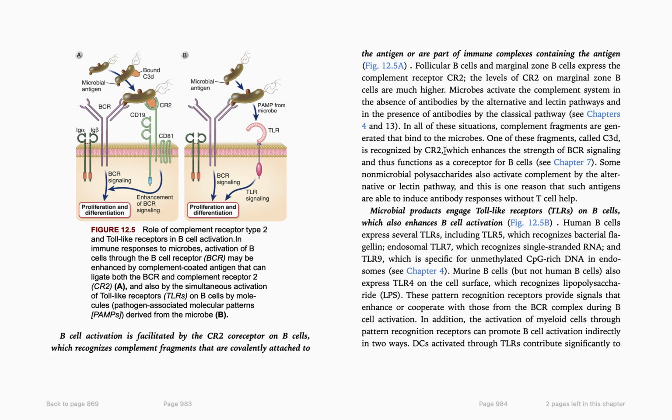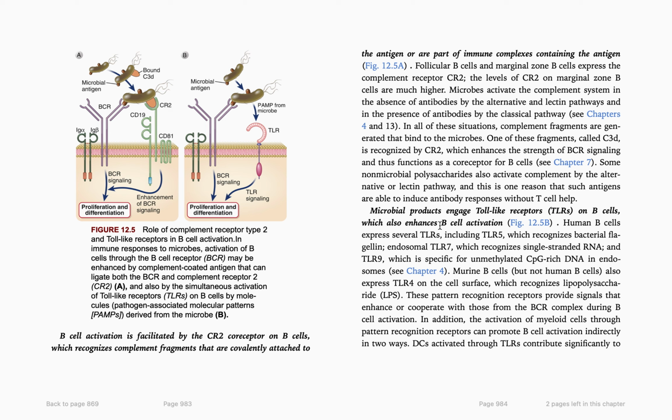In all these situations, complement fragments are generated that bind to the microbes. One of the fragments, called C3d, is recognized by CR2, which enhances the strength of B cell receptor signaling and thus functions as a co-receptor for B cells. Some non-microbial polysaccharides also activate the complement by the alternative or lectin pathway, and this is one reason that many antigens are able to induce antibody response without T helper cells.